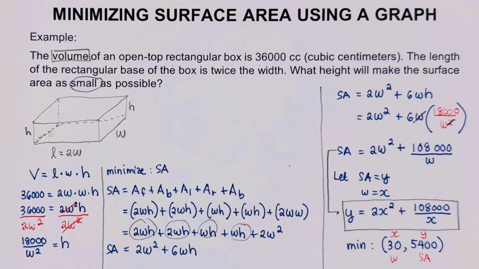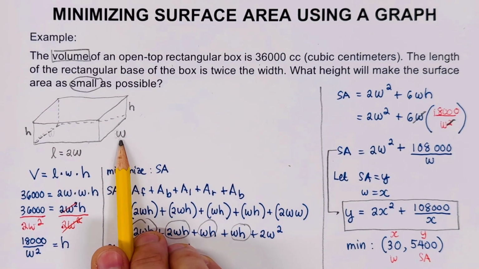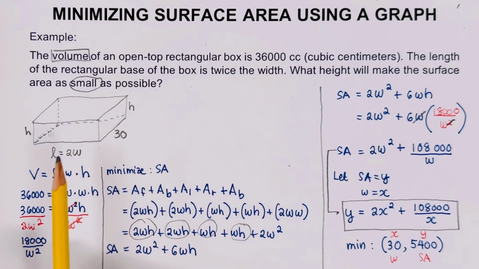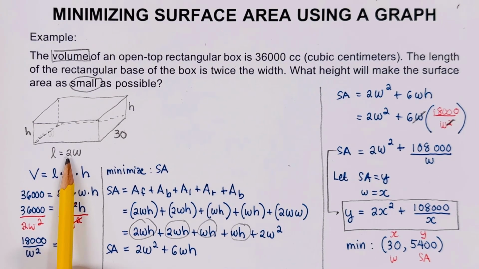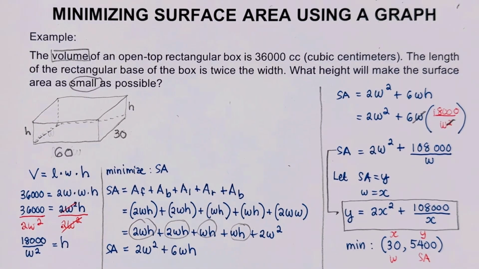So I'm going to label this box. This width will become 30. Since we see that the length is 2W, we go ahead and plug in 30 to the W. So 2 times 30 is 60. So the length of this is 60.